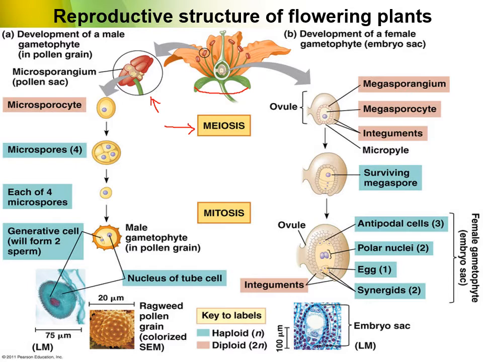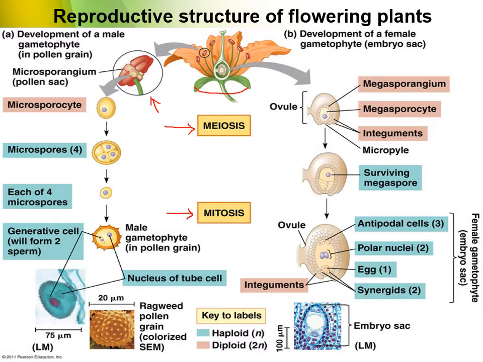Each of these microspores will undergo mitosis to develop into a male gametophyte in a pollen grain. Inside the pollen grain, there's a generative cell which will form 2 sperms and a tube cell which will form a pollen tube. Now let's look to the right side of the diagram.